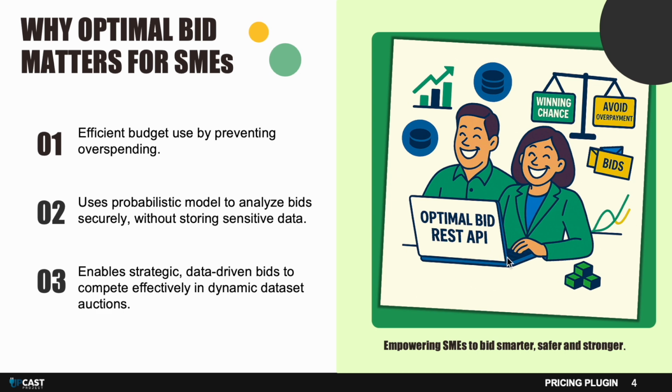So, why is this optimal bid system important for small and medium enterprises and institutions in the context of dataset auctions? First, it helps buyers use their budget wisely by calculating the best bid to win without overspending. Second, it analyzes bid data securely with probabilistic models, protecting privacy by not storing sensitive information. Finally, it enables small businesses and institutions to make smart, timely bids in fast-paced dataset auctions.